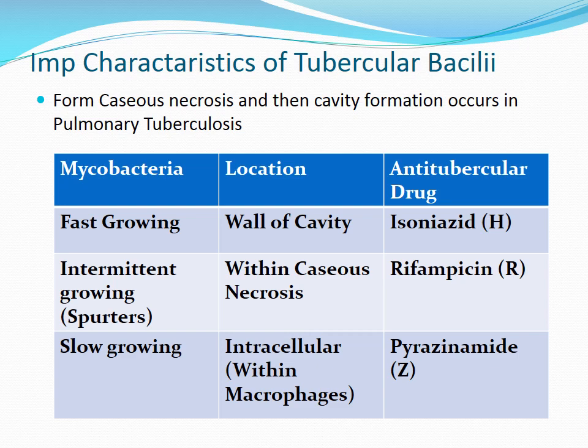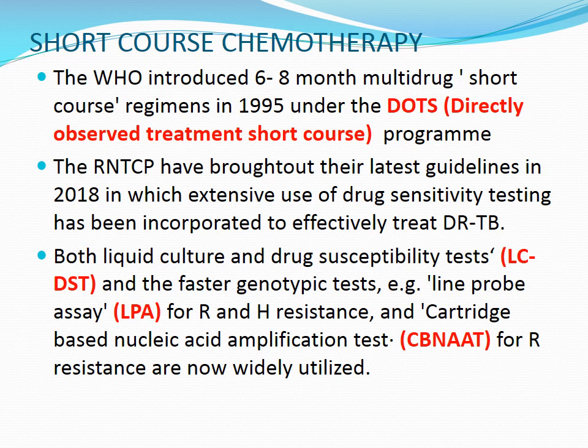Okay, now the actual RNTCP regimen, which is also called the DOTS regimen, and that is a short course chemotherapy. When the WHO introduced this treatment of tuberculosis in 1995, before that tuberculosis was treated for at least 18 to 24 months. But because of this DOTS regimen, we have reduced the treatment of tuberculosis to 6 to 8 months.